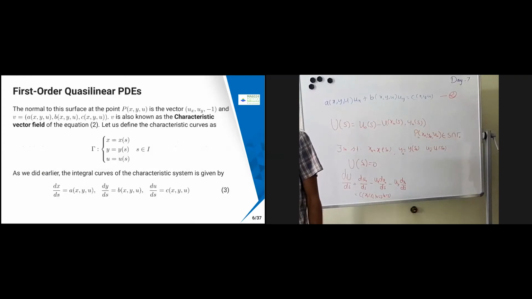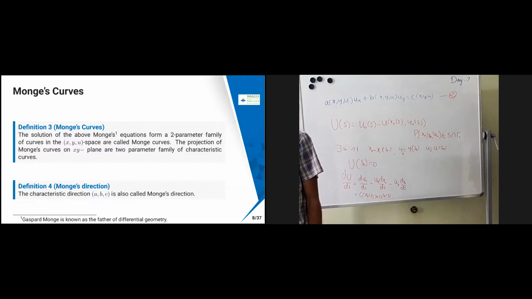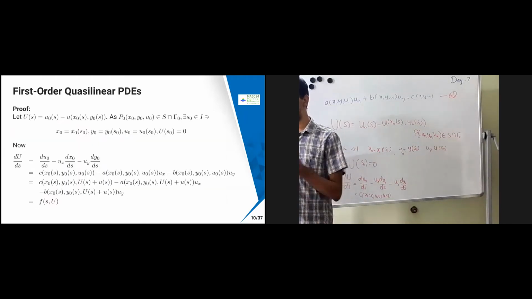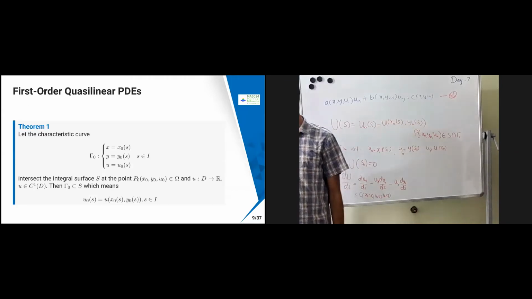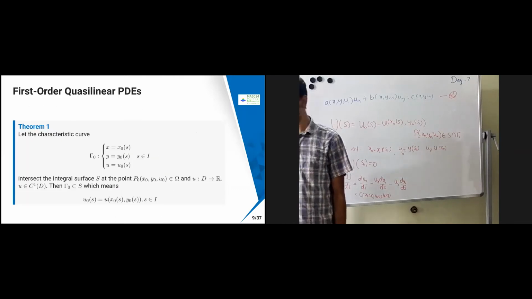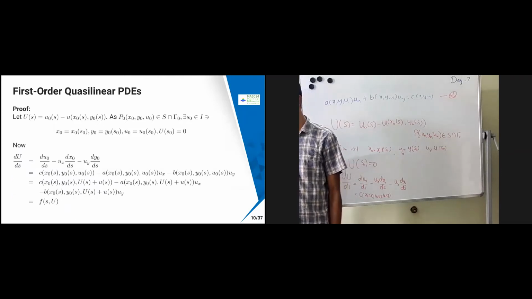Similarly, ux into what is the dx naught by ds? We have seen that dx by ds is a of x comma y comma u. So I'm just replacing wherever x with x naught. So a of x naught of s, y naught of s, u naught of s. Similarly, for y naught of s, I can do the same thing from equation number 3, because that is the characteristic equation for my quasi-linear medium. So I'll get this.